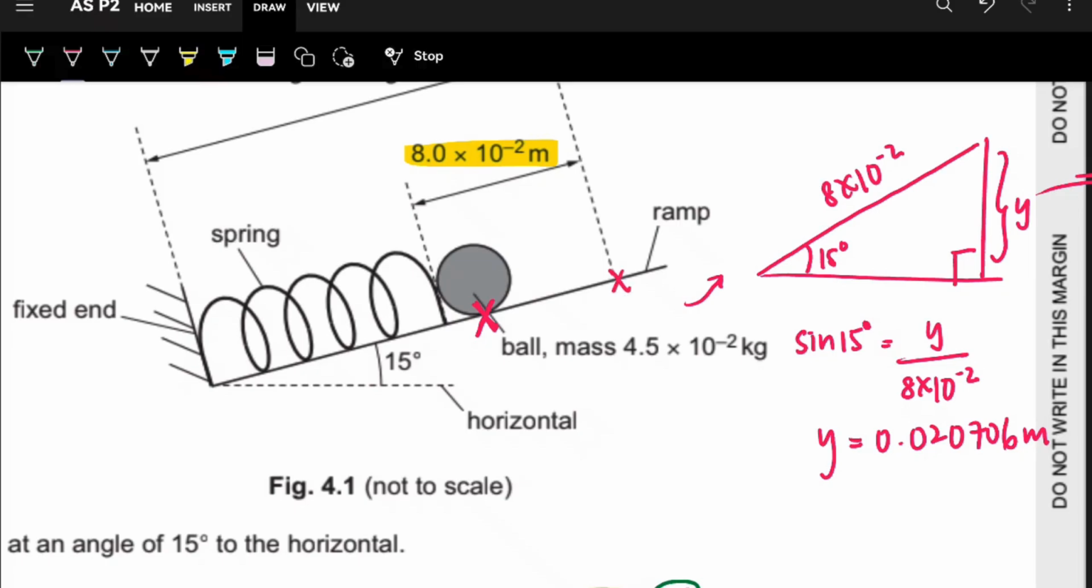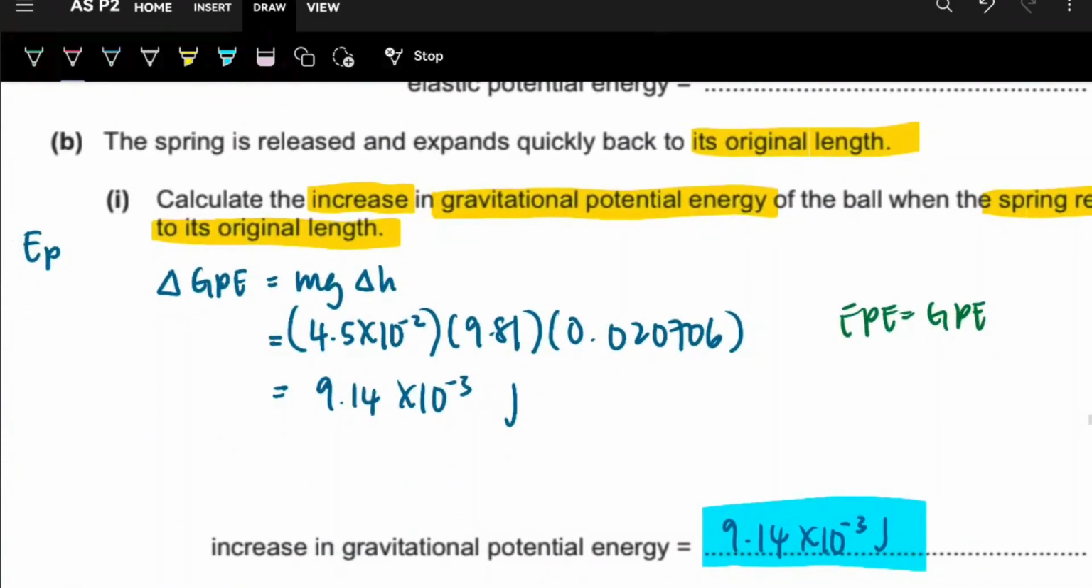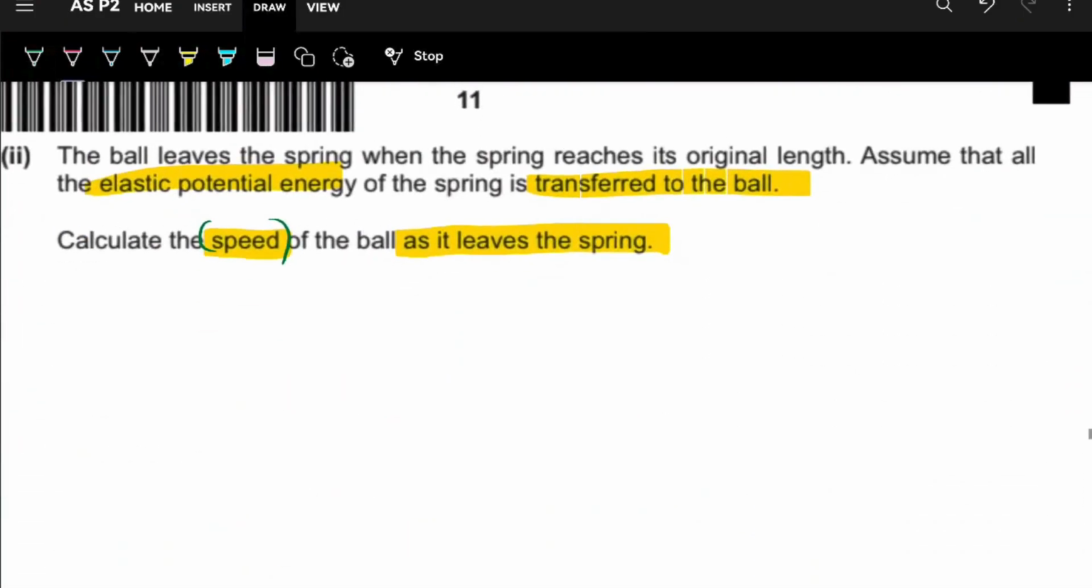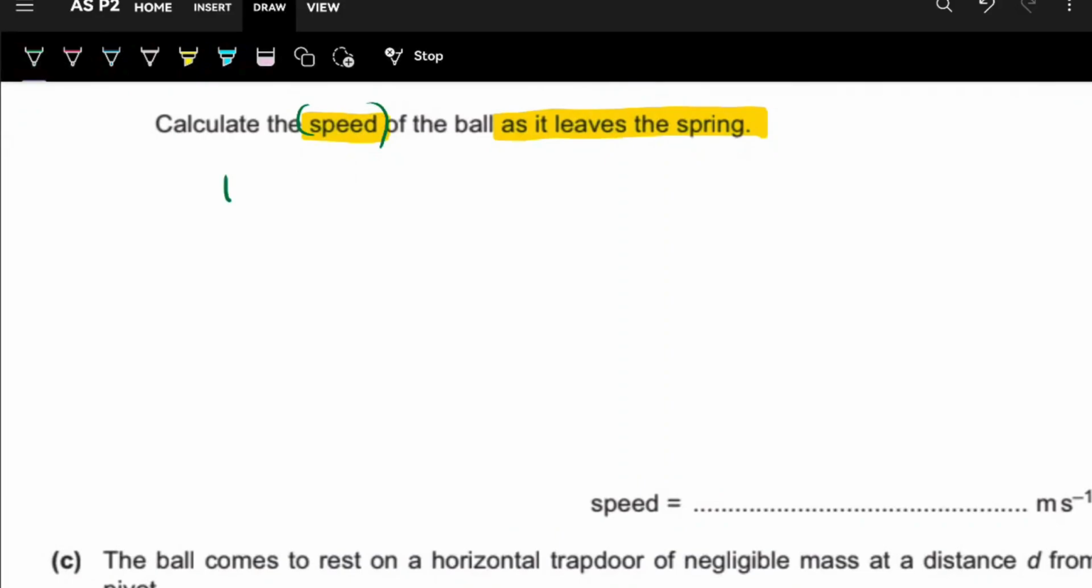There's an increase in height. And since there's an increase in height, there's gravitational potential energy, which we have calculated in B Roman 1. And now they say there is speed. That means there is also kinetic energy, because they say there's a speed as the ball moves up the ramp. So what do they mean by assuming that all elastic potential energy of the spring is transferred to the ball? That means elastic potential energy is equal to kinetic energy plus gravitational potential energy.